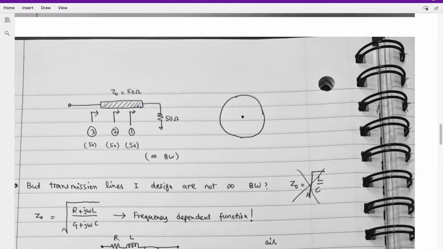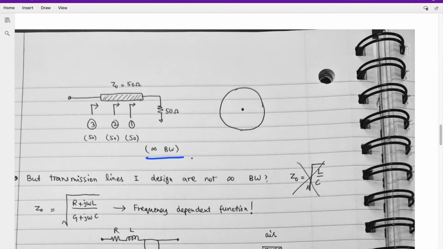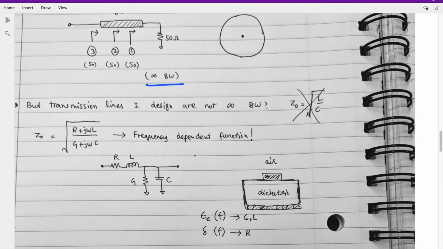So that is why, when we have a transmission line terminated with the matched load, no matter at which point you look, you will see the same impedance of 50 ohms, at any frequency. Infinite bandwidth, it's frequency independent. Okay. But wait, the transmission line that you design is not infinite bandwidth, right?